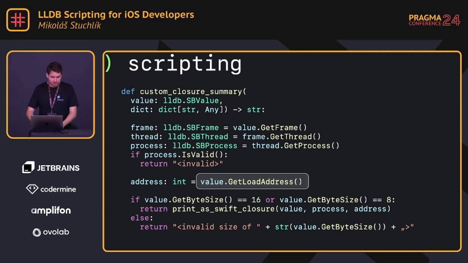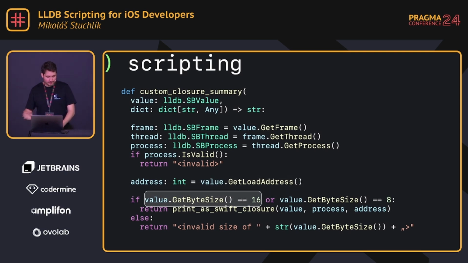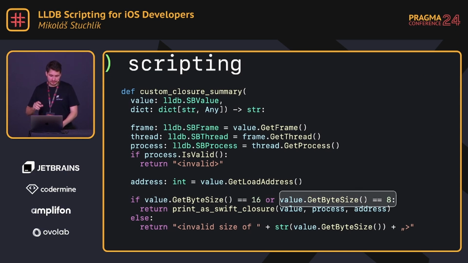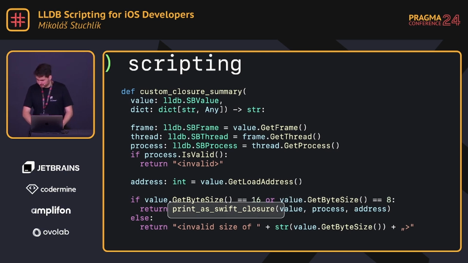By calling getLoadAddress on the value, we can locate the value in the memory, where we should perform the memory reads. Then we will verify that the value, in fact, could be a valid closure by verifying the size of the value in bytes. We would expect that the closure would be 16 bytes long, but for some reason, LLDB thinks that the closure is only 8 bytes long. With all the arguments prepared, we can call our pretty printing function.